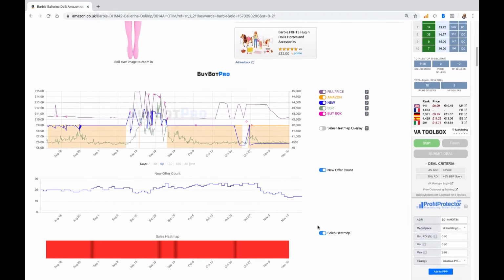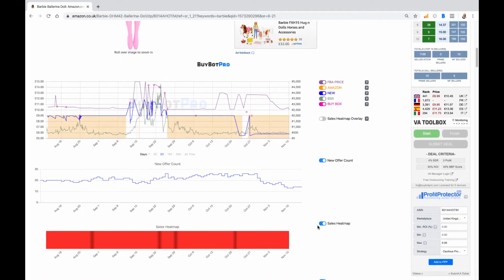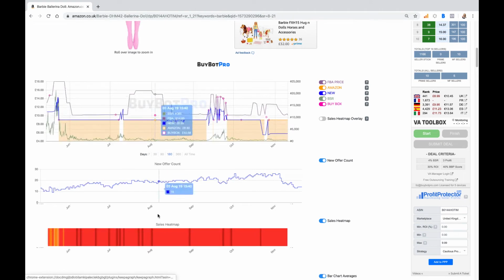Now, BuyBot Pro also has something called a sales heat map. So very quickly, you can look at where the major sales are and where there are fewer sales. So it's just like a heat map with the weather. It works in the same way, and the darker it is, the more intense the period of sales are at that point, and the lighter it is, the fewer sales there are at that point.